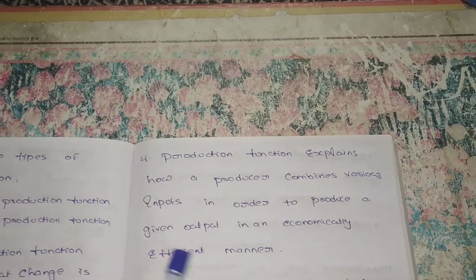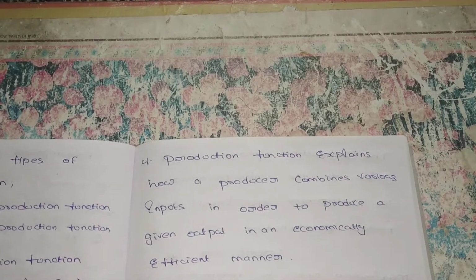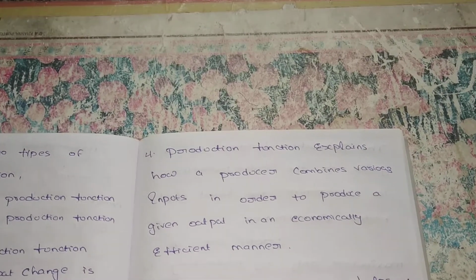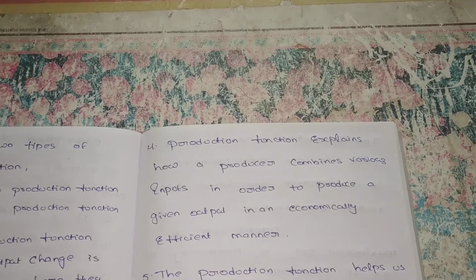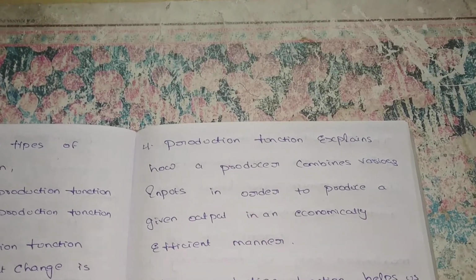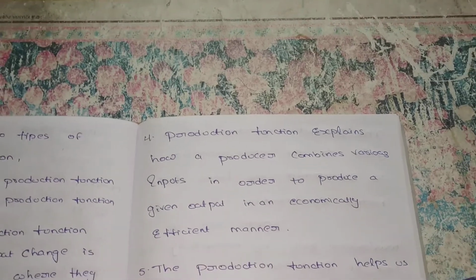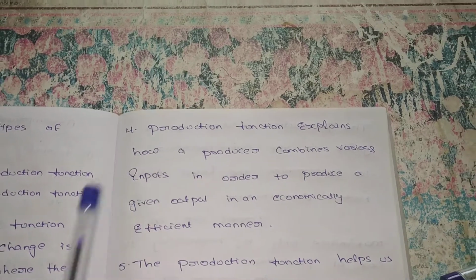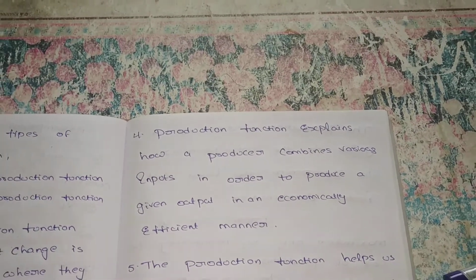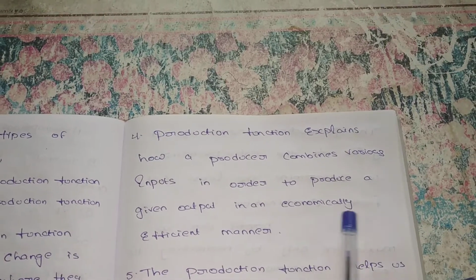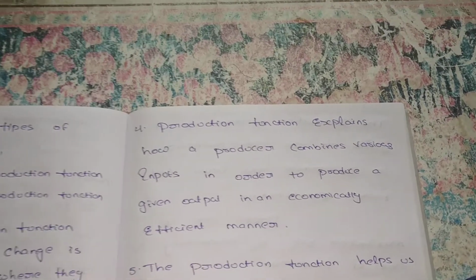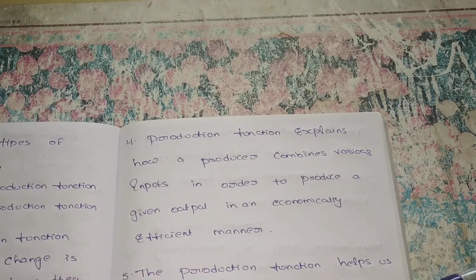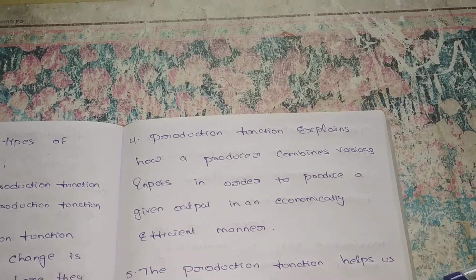In this combination, how much output are we receiving in an efficient economical manner? Economical means we want to receive profits in our society. So what is the combination of inputs? For this combination of inputs, what output are we achieving, and how much does it benefit us? Production function explains how a producer combines his variable inputs, the different types of inputs, in order to produce a given output in an economically efficient manner. Economically means while selling and purchasing, we have to receive benefit.